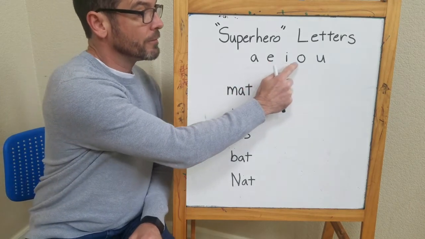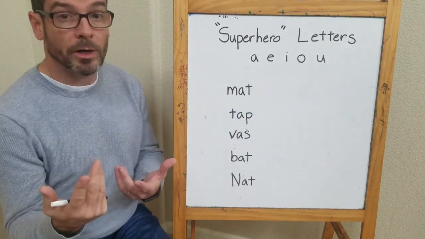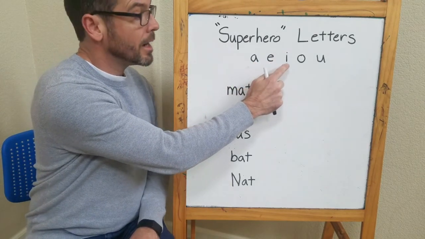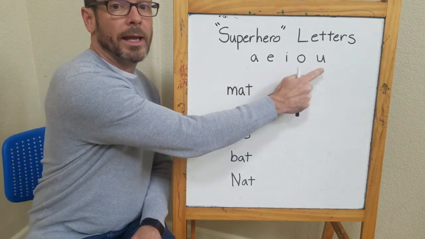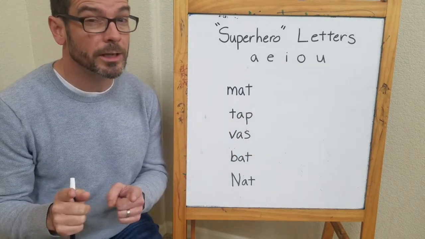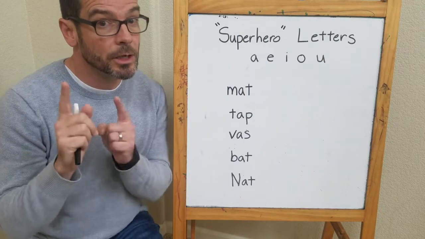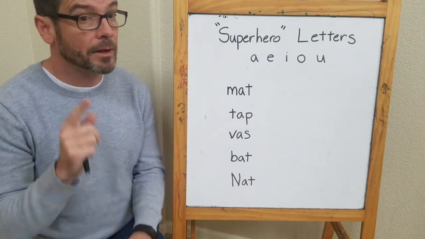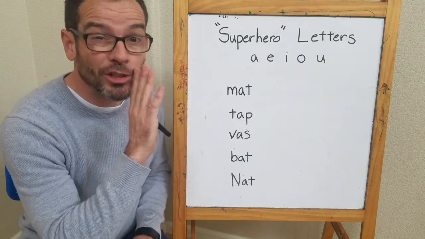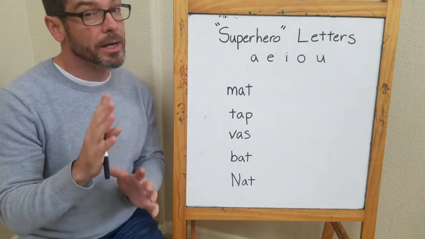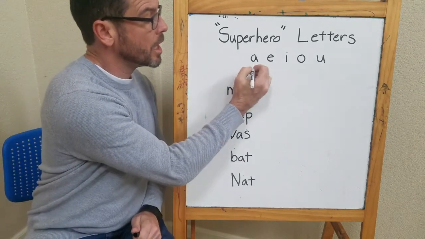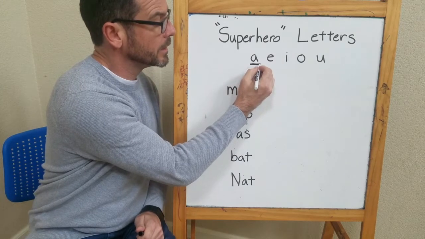These are our 5 superhero letters, and why don't you go ahead and read them with me. A, E, I, O, and U. They're also known as vowels, but they are superhero letters because they have a special superpower that other letters don't have. And that is that they can say their regular sound and also say their name. Now, not every other letter can do that, boys and girls. And today we're going to be focusing on just one of them, and that is the letter A.